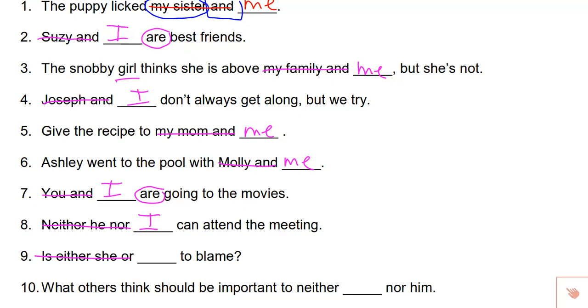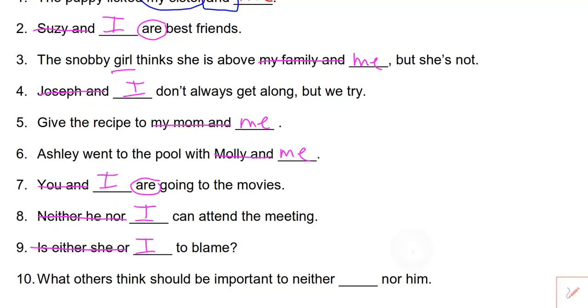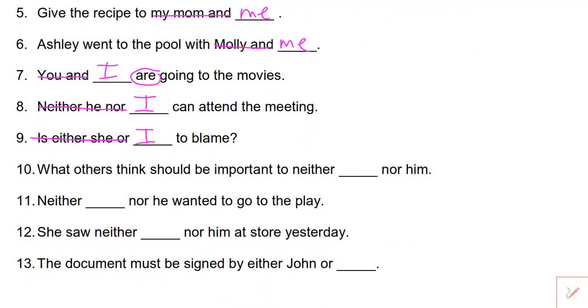Let's do the same thing here. Would I say "I am to blame" or "me is to blame"? I. Again, I had to change the word there and add in the word am or is so that it would make sense when I read it, but the situation of I being the subject is still consistent. "What others think should be important to neither blank nor blank." I'm going to get rid of neither and nor. Let's just read it through without those. "What others think should be important to me." So getting rid of that confusing part makes it really clear because others is actually the subject. Again, let's get rid of neither and nor he. Would I say "I wanted to go to the play" or "me wanted to go to the play"? Clearly it's I, the subject.